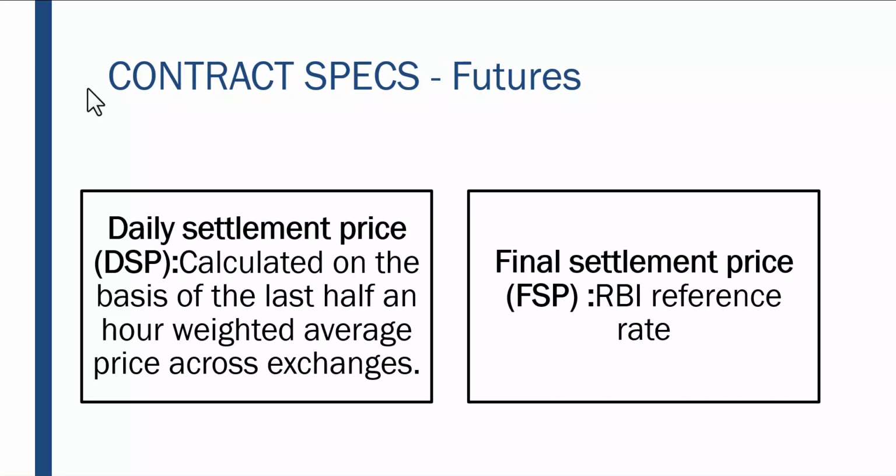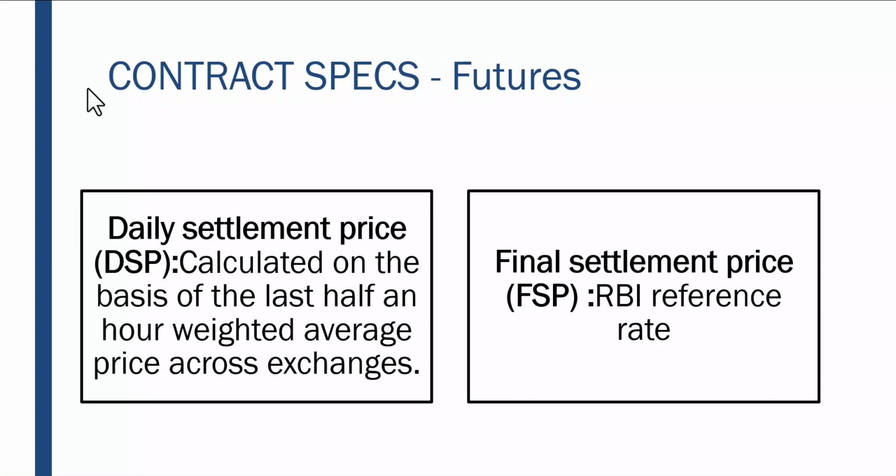Just read it. Daily settlement price is calculated on the basis of the last half an hour weighted average price across exchanges. Final settlement price is the RBI reference rate. Now, daily settlement price is the last half an hour weighted average. Are you aware of that? Who is aware of this?